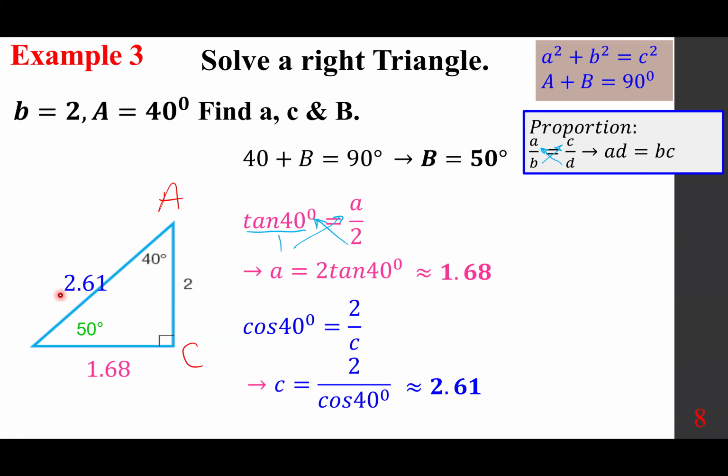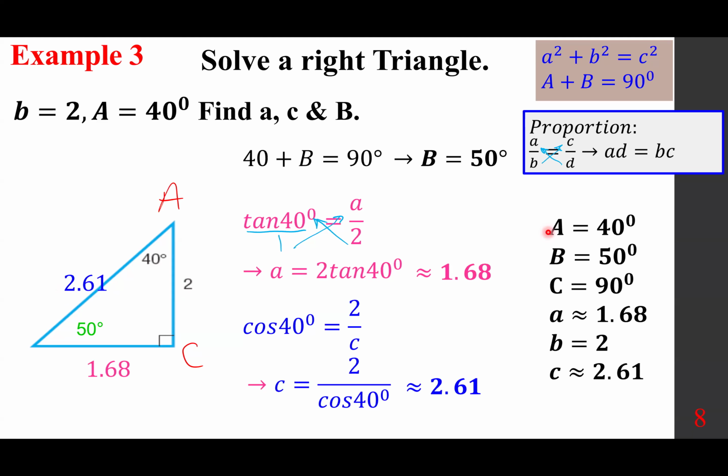You can leave it as that, but let's just write A is 40, capital B is 50, capital C is 90. A is 1.68, B was given as 2, and C was found as 2.61.